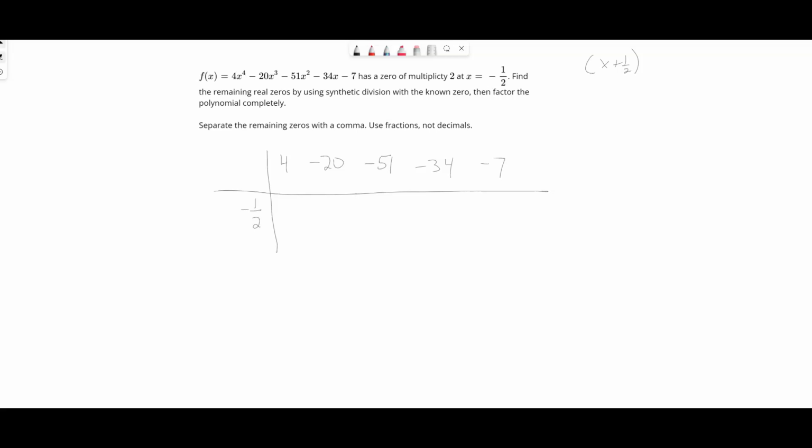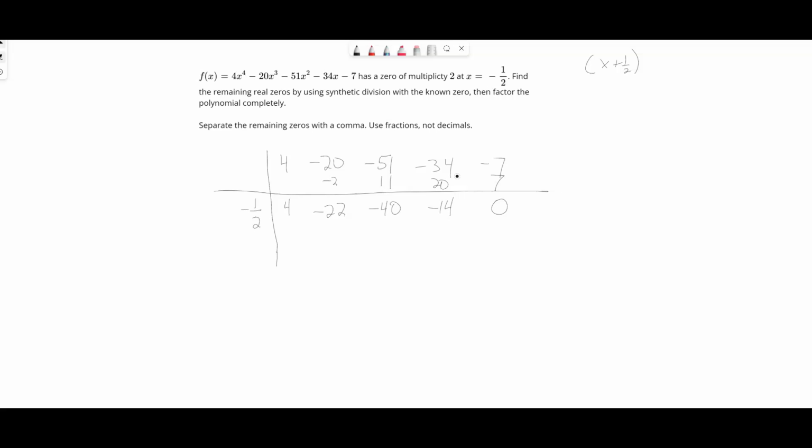Okay, so we bring the 4 down, we multiply, that's negative 2. And then we add these together, negative 22. And then we multiply by the negative 1/2, that's 11. And then we add these together, that's negative 40. Then we multiply, that's 20. And we add these together, that's negative 14. Then we multiply, that's 7. And sure enough, 7 minus 7 is 0. So we verified that that in fact is a zero.